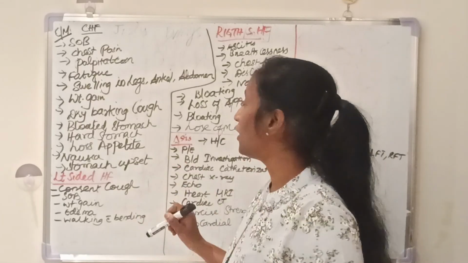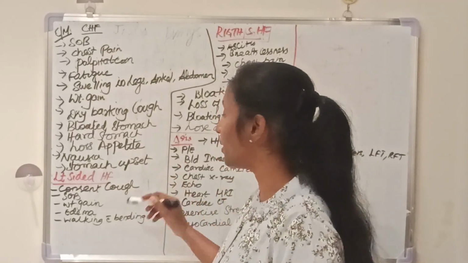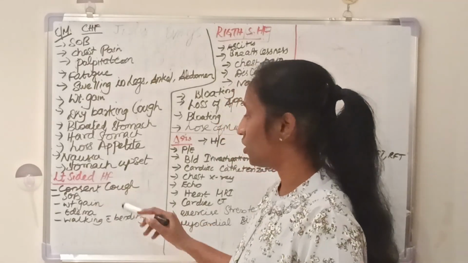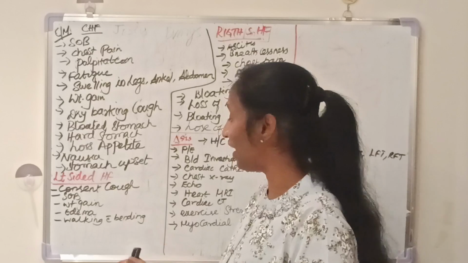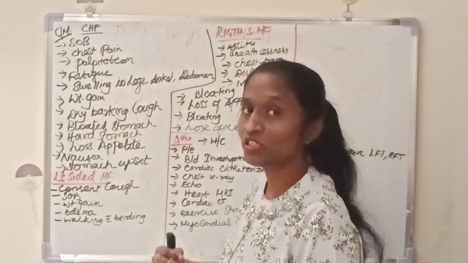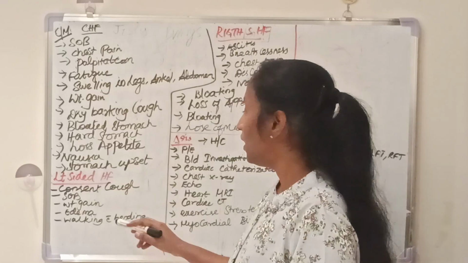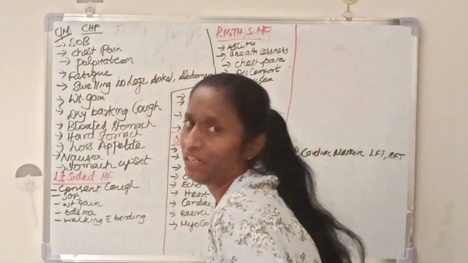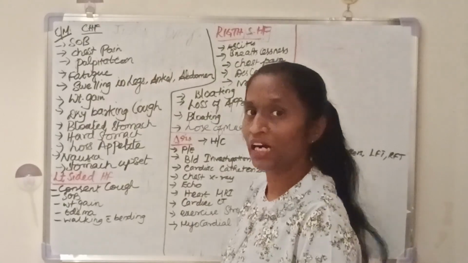And then in left side heart failure, a constant cough will be present, shortness of breath will be present, and weight gain due to the congestion. There will also be edema in the lower extremities, then the abdomen, and then the genital area, and the person walks bending over. So this is what happens in left side heart failure.